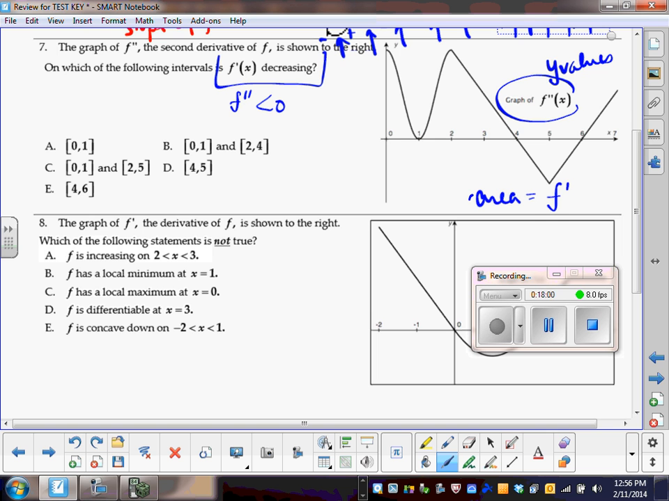So what we really want then is to look at f double prime, which are the y values. And the y values are positive, positive, negative, positive. So the y value, f double prime, is negative between 4 and 6. If f double prime is negative, then f prime is decreasing.